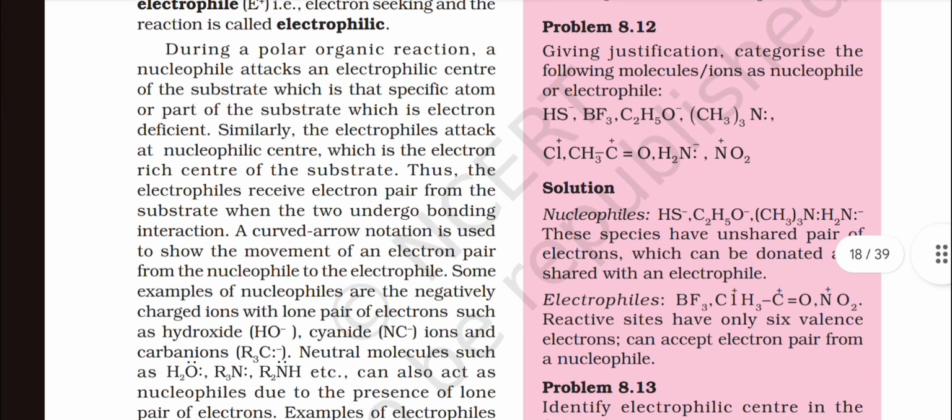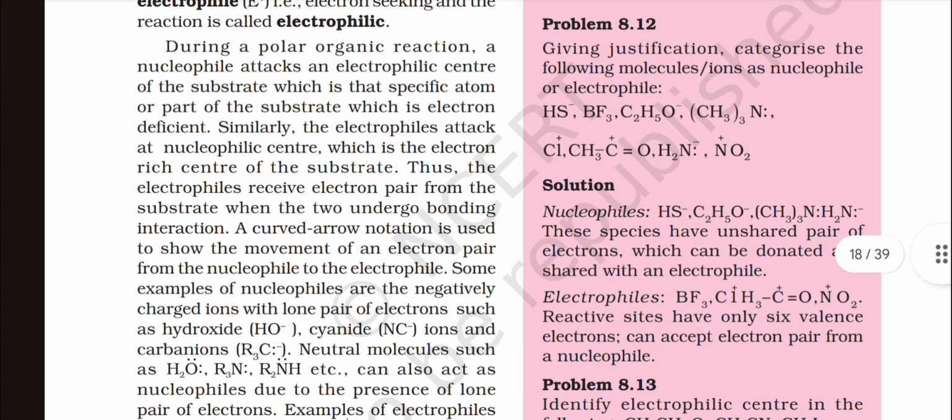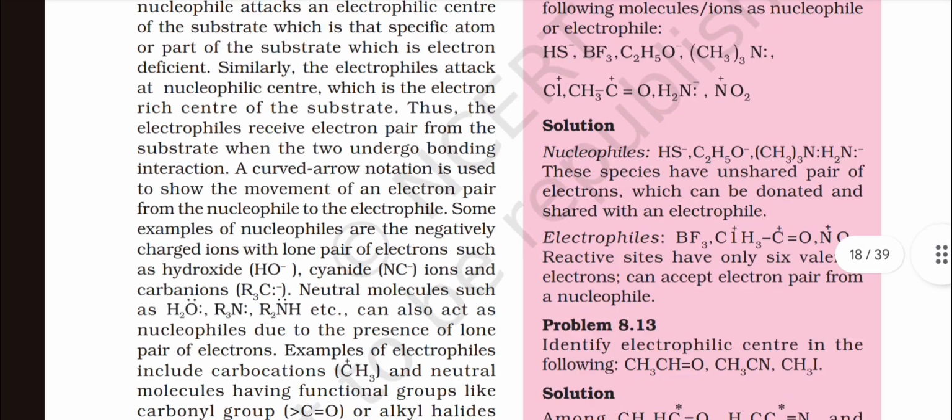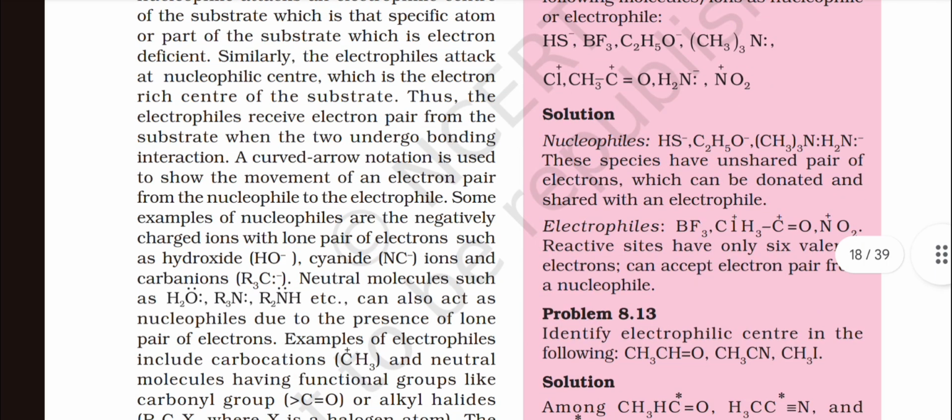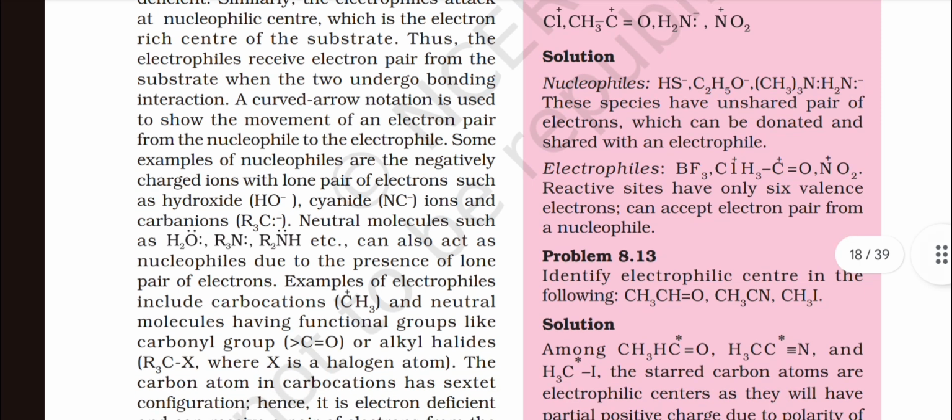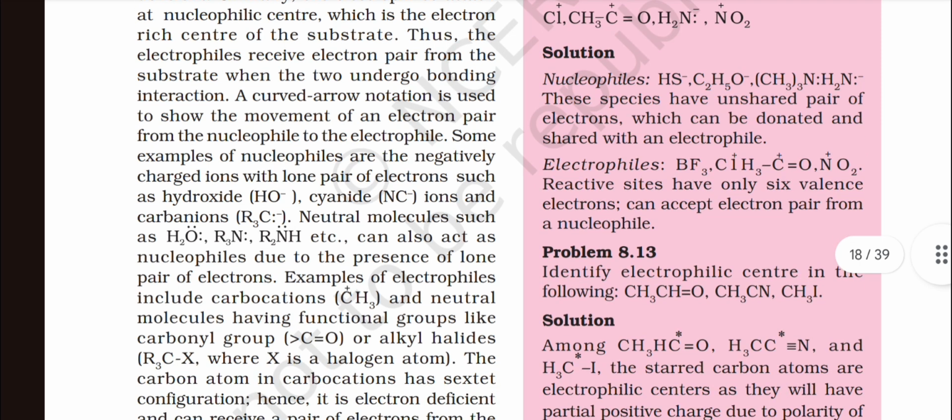During a polar organic reaction, a nucleophile attacks an electrophilic center of the substrate, which is that specific atom or part of the substrate which is electron deficient. Similarly, an electrophile attacks at a nucleophilic center, which is the electron rich center of the substrate. Thus, the electrophile receives an electron pair from the substrate when the two undergo a bonding interaction. A curved arrow notation is used to show the movement of an electron pair from the nucleophile to the electrophile.